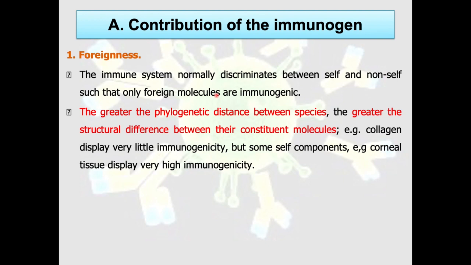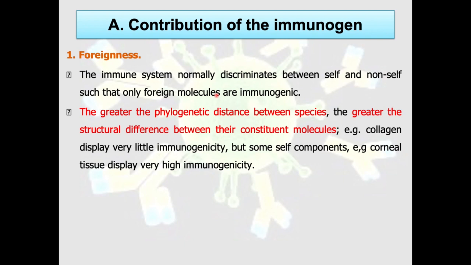The first contribution of the immunogen is foreignness. So foreignness means something from outside. The immune system normally discriminates between self and non-self, such that only foreign molecules are immunogenic. So this is the one that I always emphasize in the immune response system, where a part of self, if you consider it as non-self, you are a foreign molecule, and you are subjected to immune response systems.